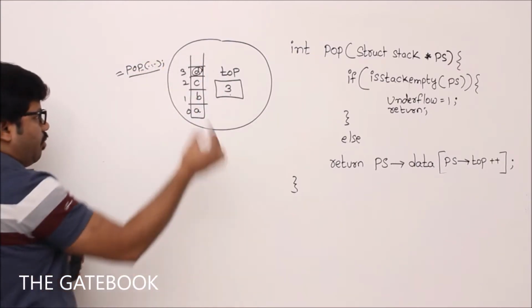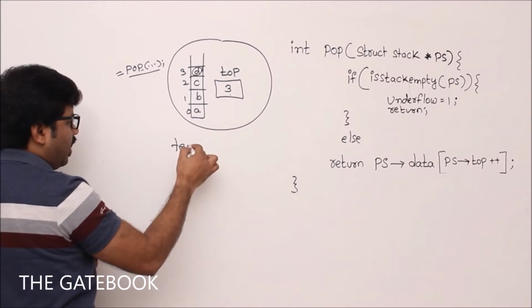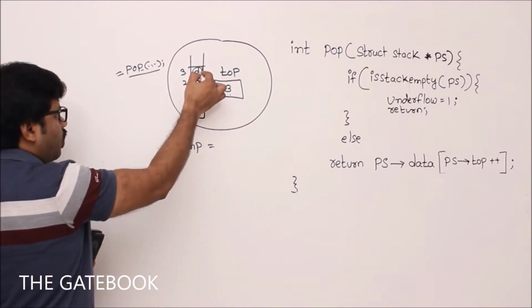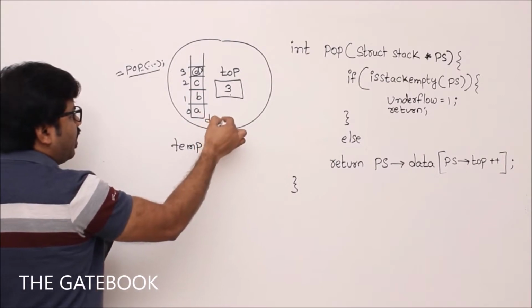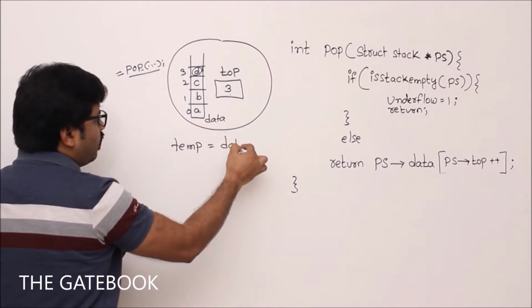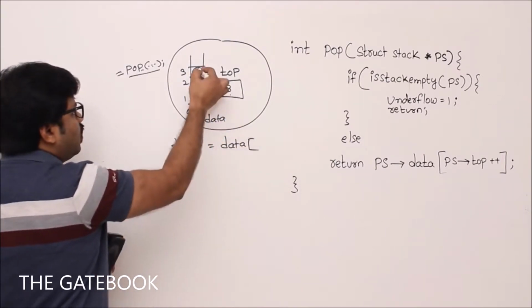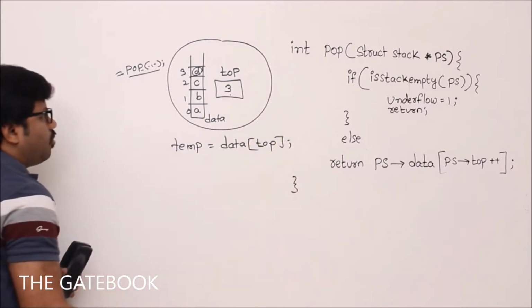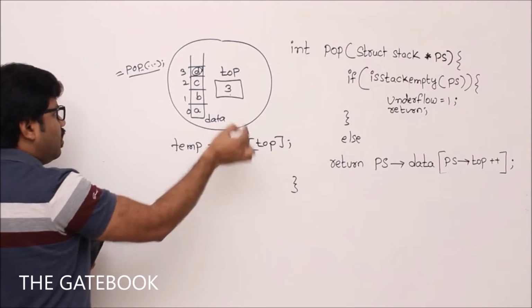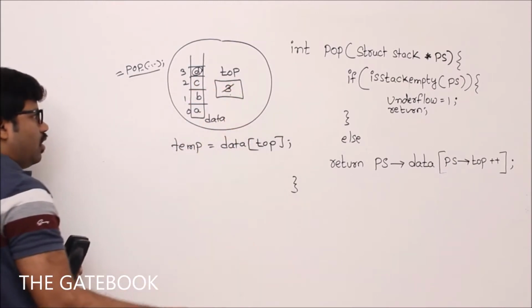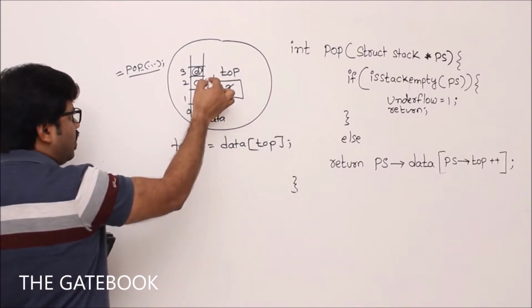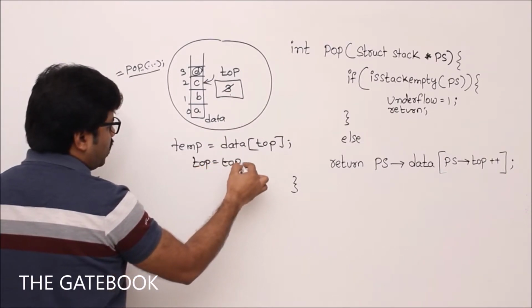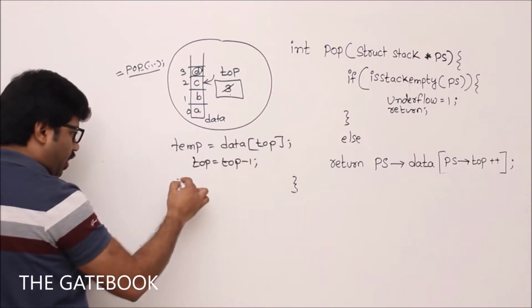For that, first step will be I take that D into a temporary variable. Let's say temp equal to this one. What is this? With respect to the data array, that is data of top, correct? So data of top. First take the data. Second step, once you take the data, top should be updated to the new recent element. What is that? C. For that, top should be decremented. So I do top equal to top minus 1. Later on, I return that temp.